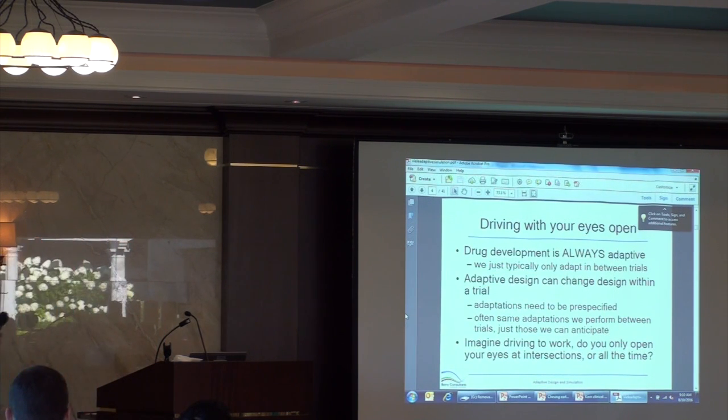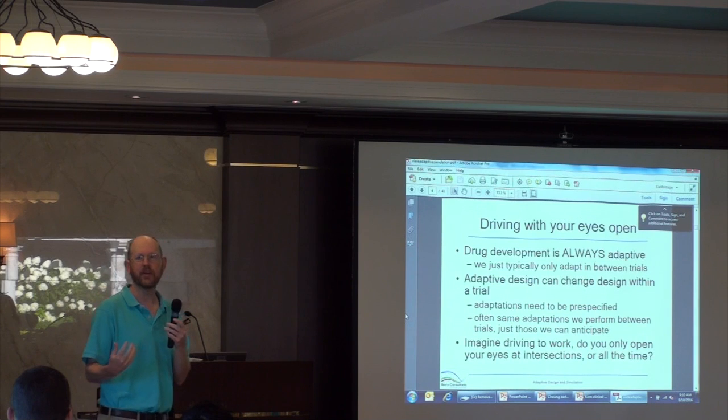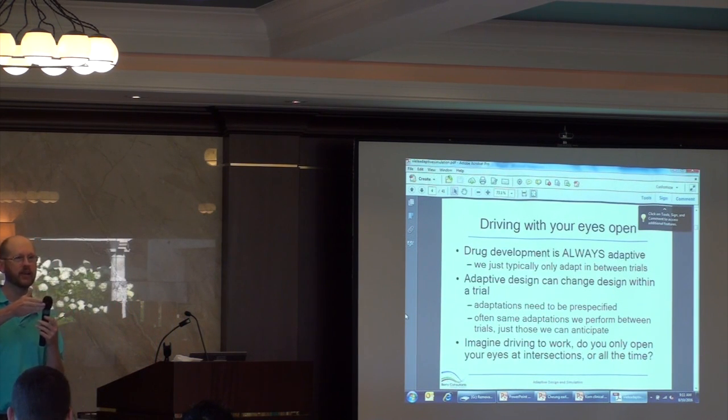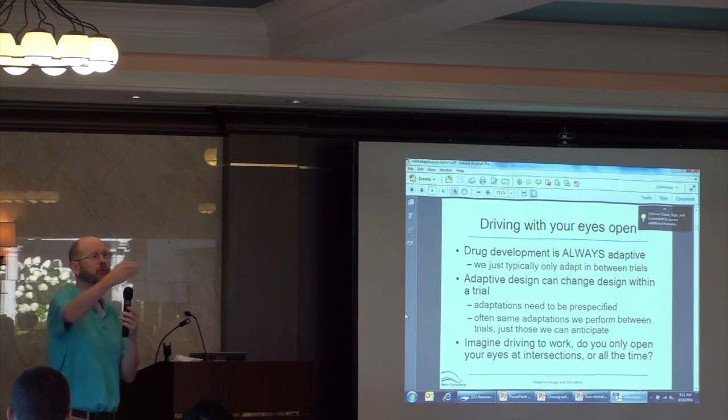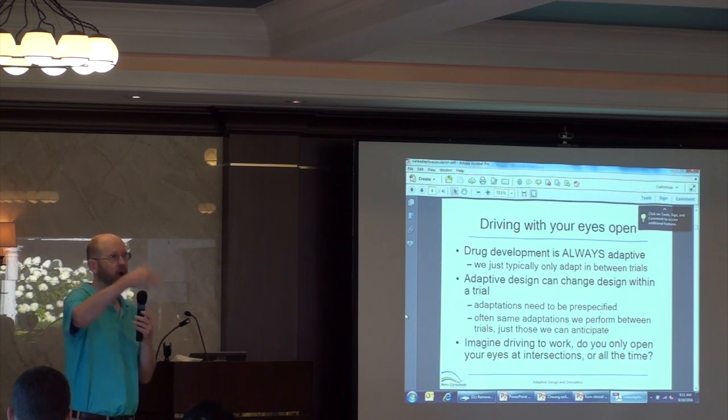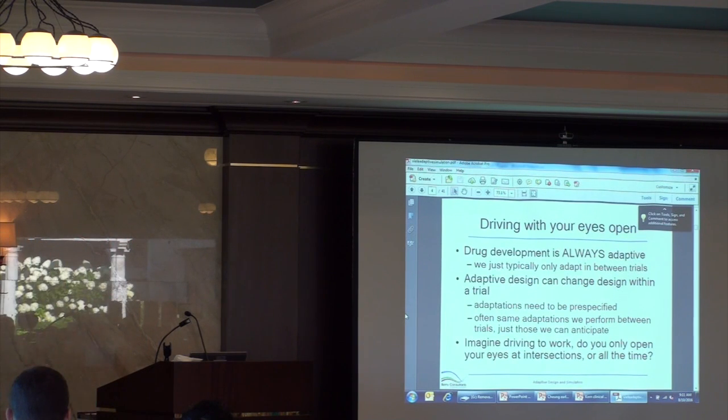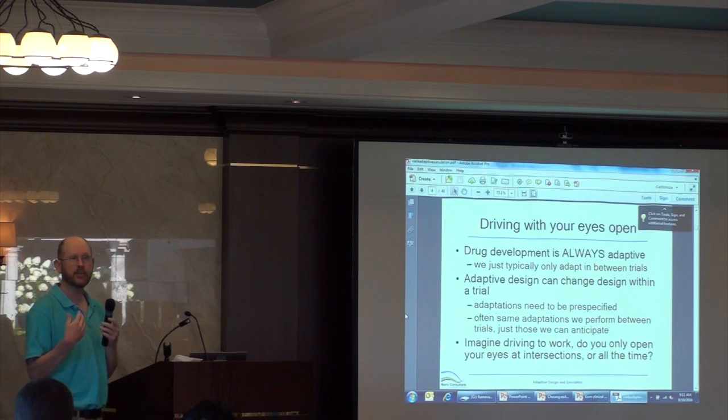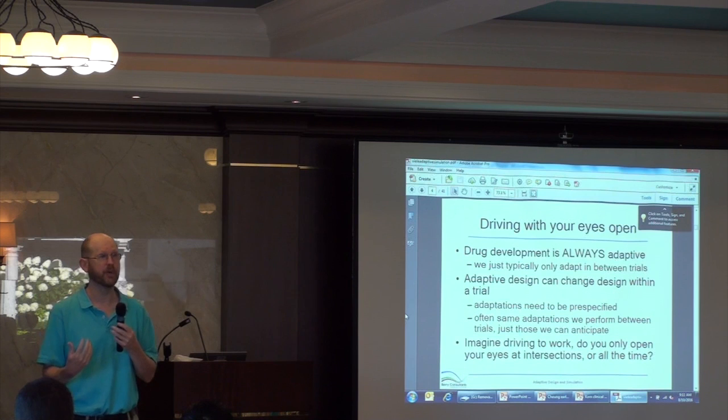You can imagine this: if you're driving in town, ordinarily we do not drive by starting the car, pointing it in a direction, closing our eyes, hoping we get to the next intersection, then opening our eyes and deciding which direction to turn, close our eyes, drive to the next intersection, and so on. You keep your eyes open the whole way, and you try not to drive off the road in the meantime. Adaptive designs are aimed at doing exactly that, to keep your eyes open the whole way.